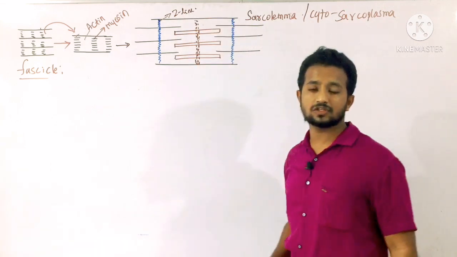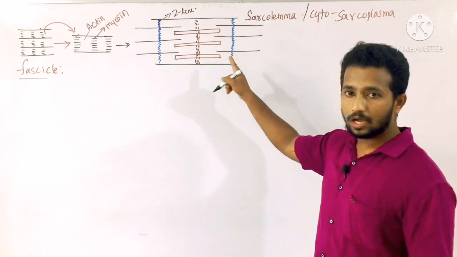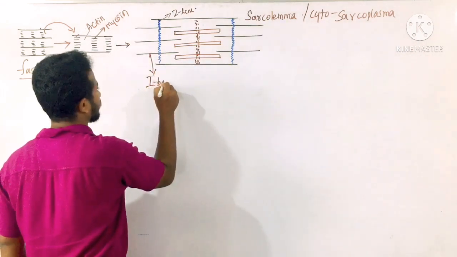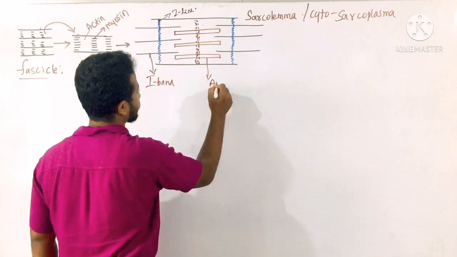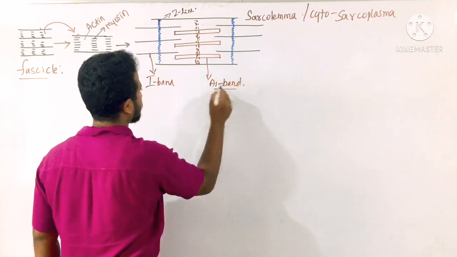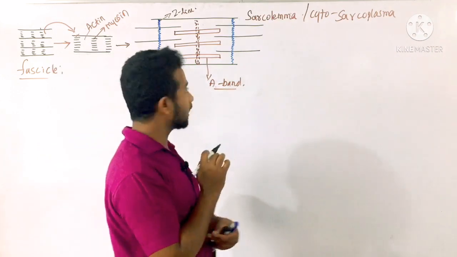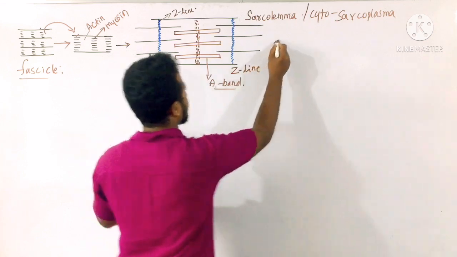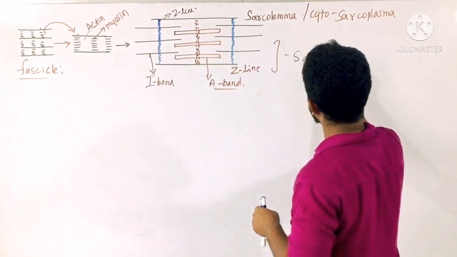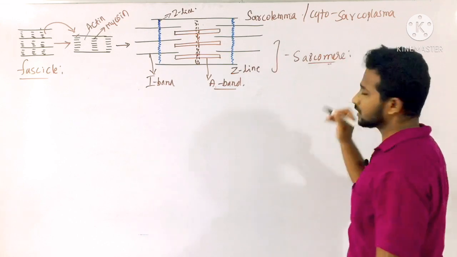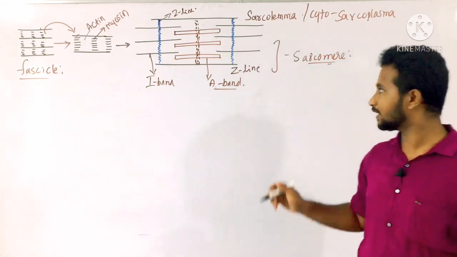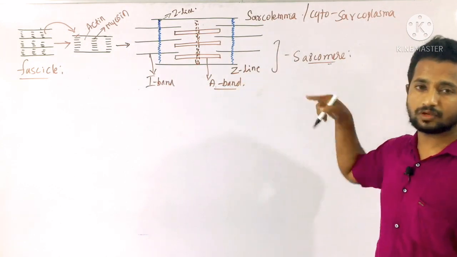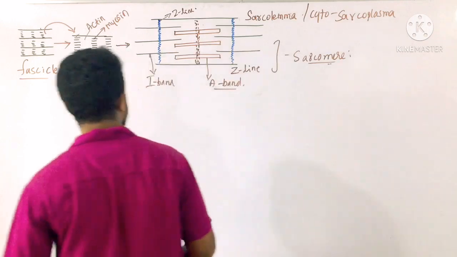This Z line bisects the I band, and here we can label them: this is the I band and the center one is the A band. Two I bands are separated by a Z line, and the distance between two Z lines is the important sarcomere. What is a sarcomere? It is the structural and functional unit of the muscle bundle, and between two successive Z lines the sarcomere is present, which acts as the structure of muscle contraction.